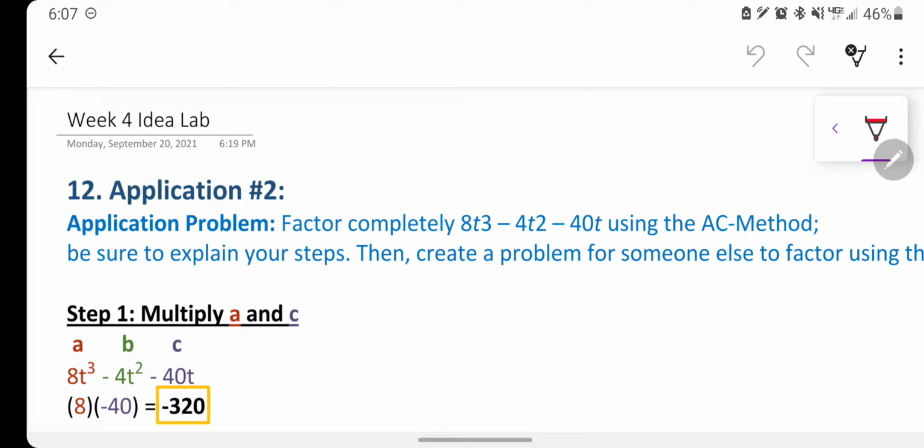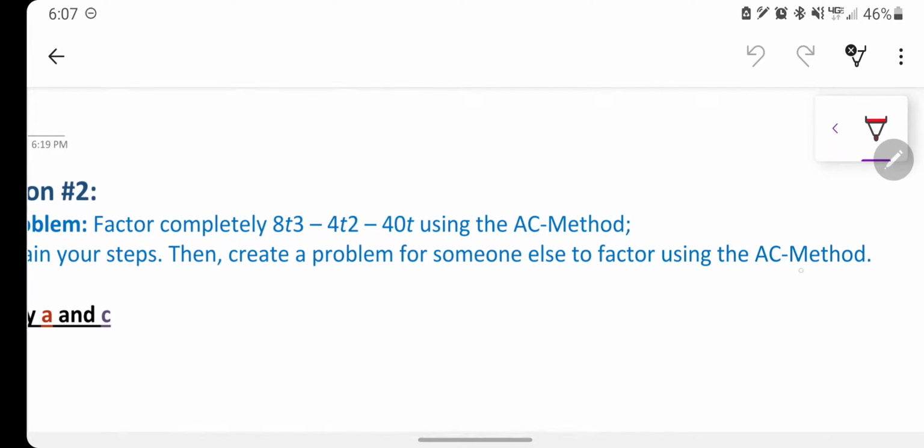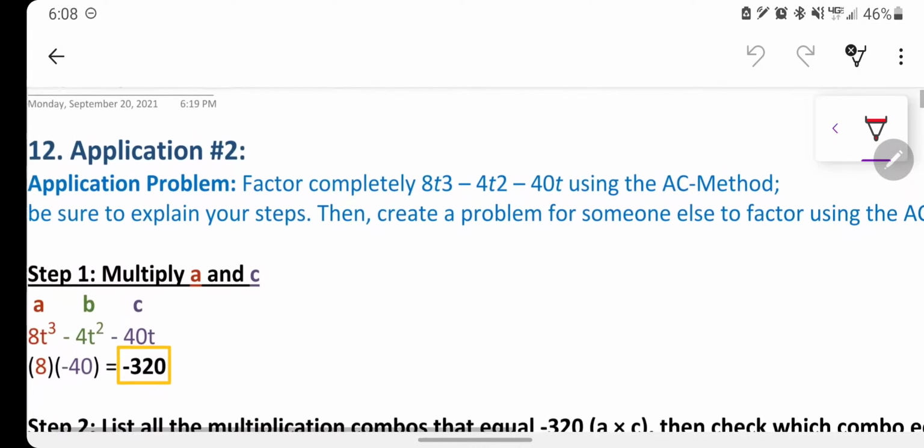This week's video is going to be about question 12, application number 2, application problem: factor completely 8t to the third power minus 4t to the second power minus 40t using the AC method. Be sure to explain your steps, then create a problem for someone else to factor using the AC method. Alright, so let's start with step 1.